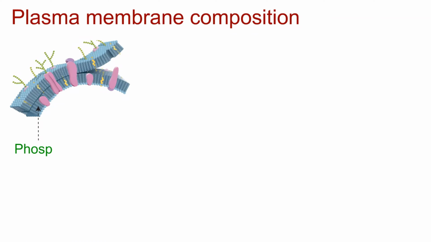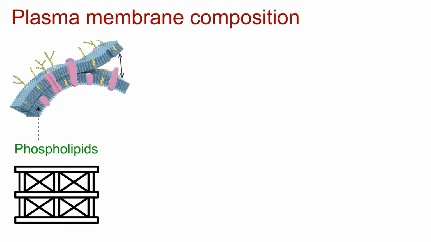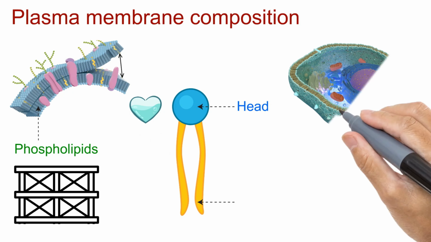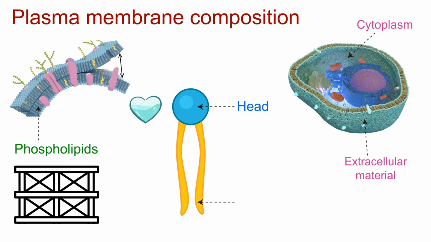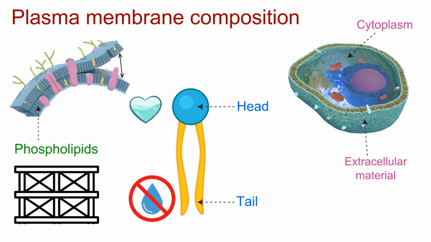Phospholipids form the basic framework of the cell membrane, a bilayer where the molecules are arranged tail to tail. Each phospholipid molecule has two distinct parts. The hydrophilic head, which means water-loving, faces outward toward the extracellular material and inward toward the cytoplasm, since both contain water. The hydrophobic tails, meaning water-fearing, point inward, facing each other and away from the watery surroundings. This unique arrangement creates a selective barrier, allowing lipid-soluble molecules to pass through easily while blocking most water-soluble substances.